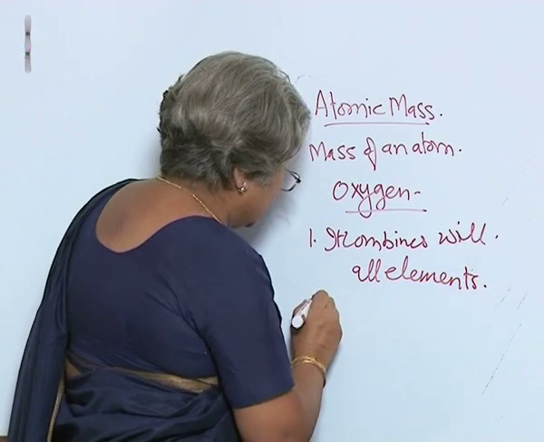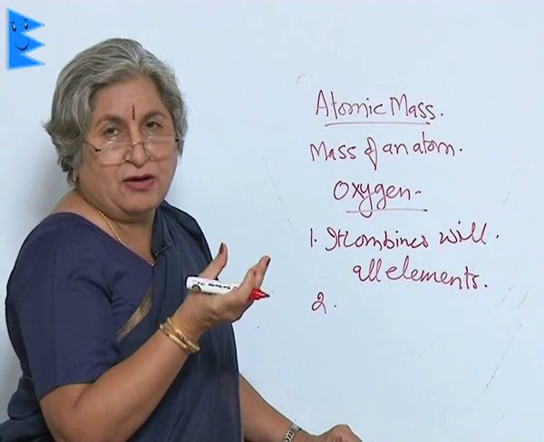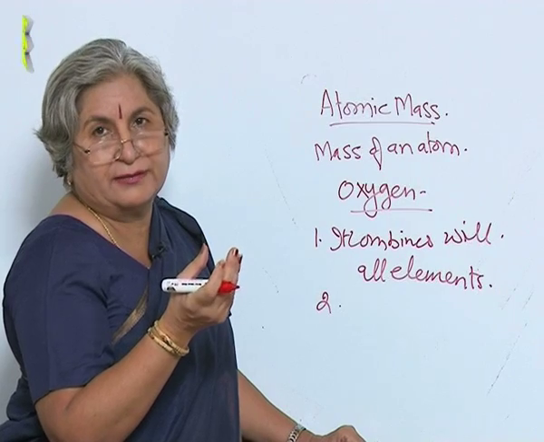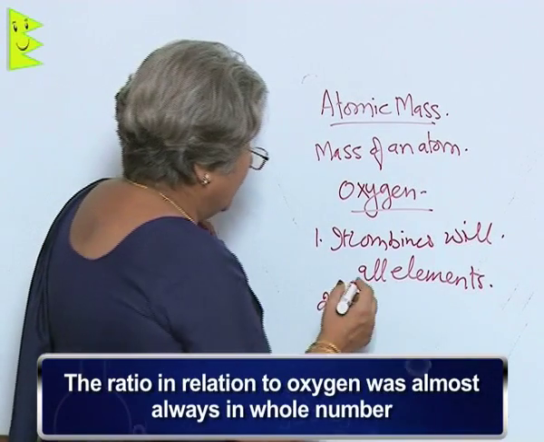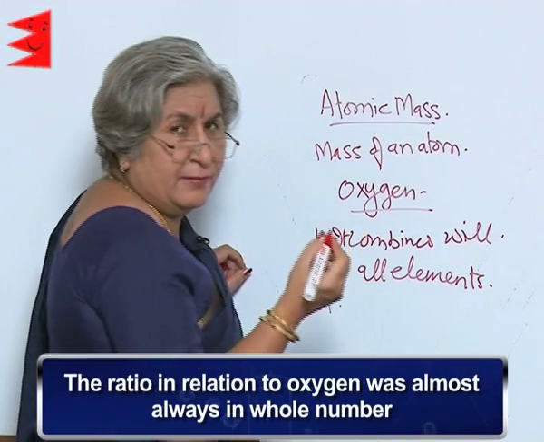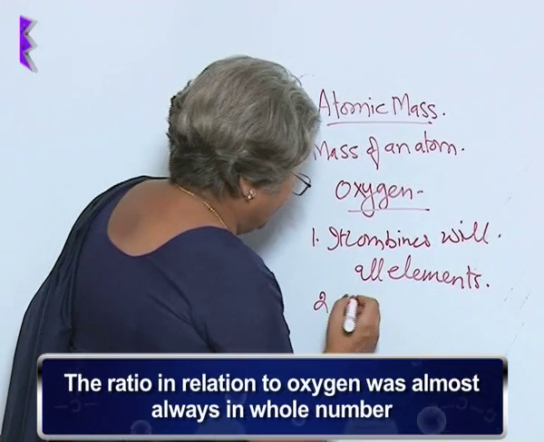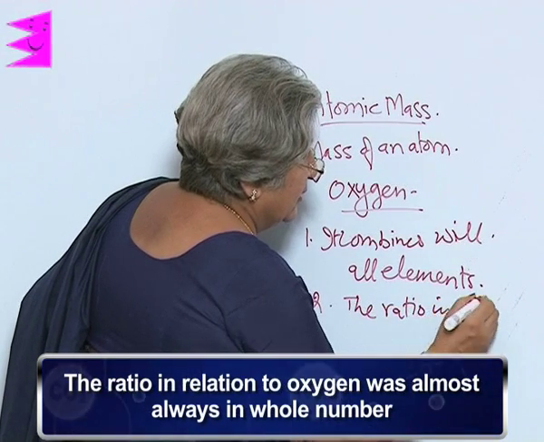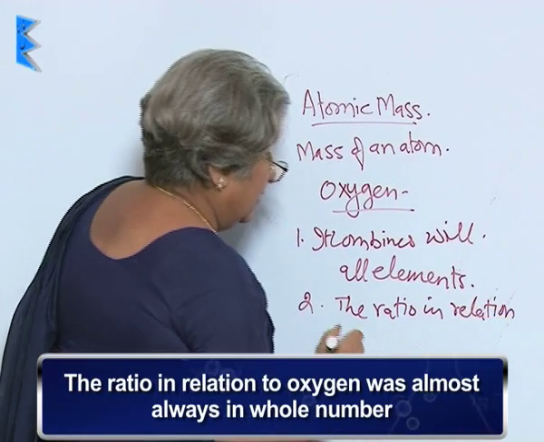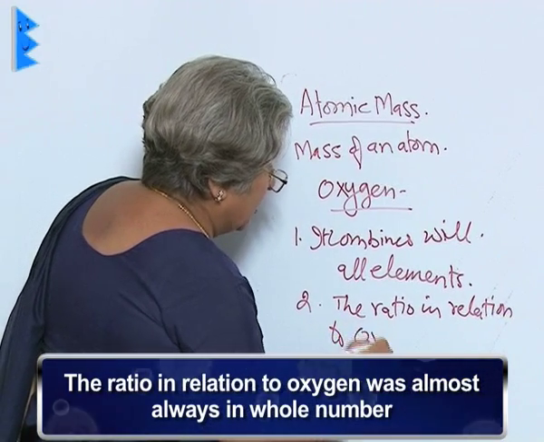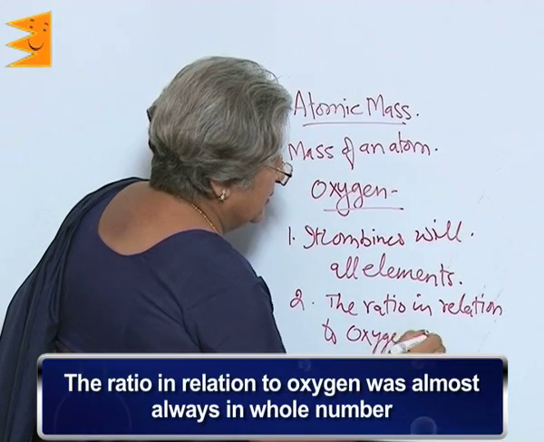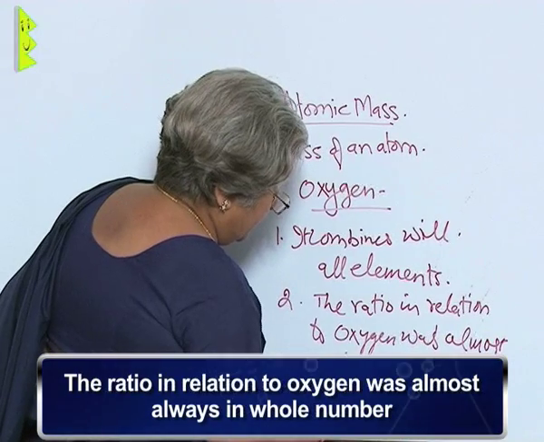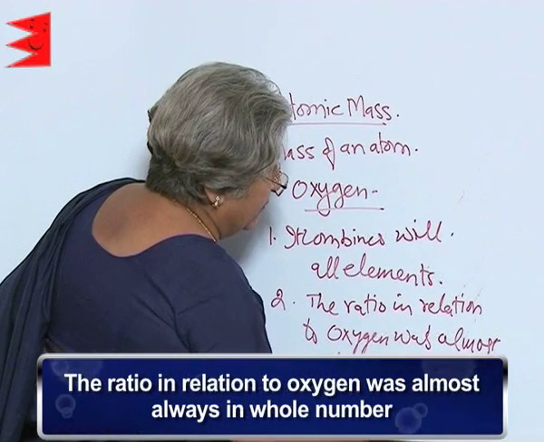Second convenience was that when we relatively weigh or relatively assess the mass, we found the ratio was in whole number, nearly whole number, if not exactly whole number. In relation to oxygen, it was almost always in whole number.